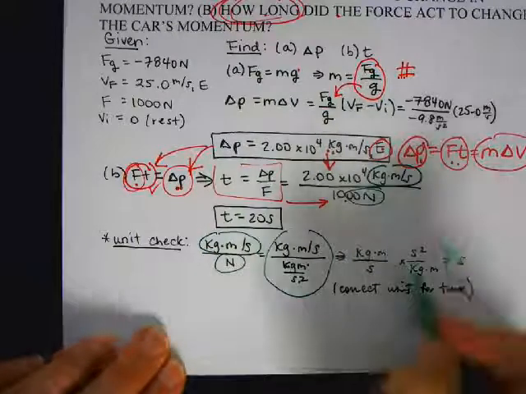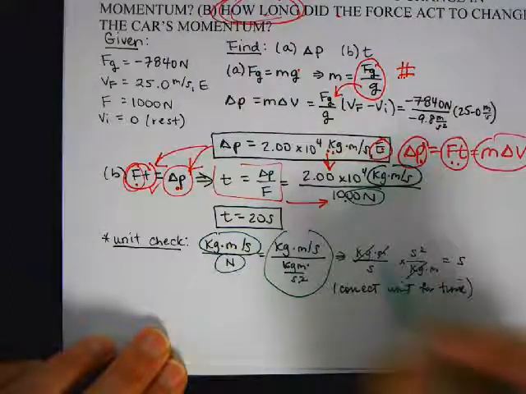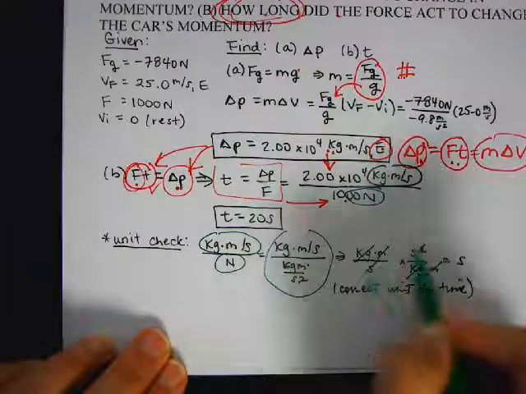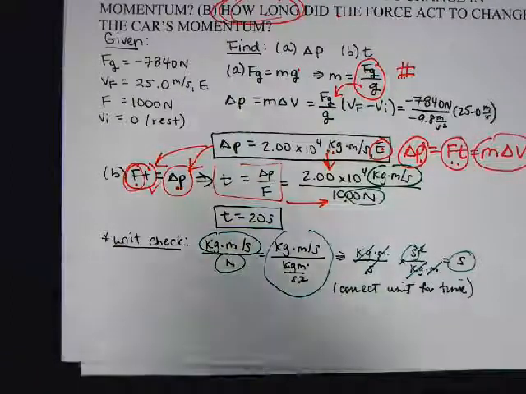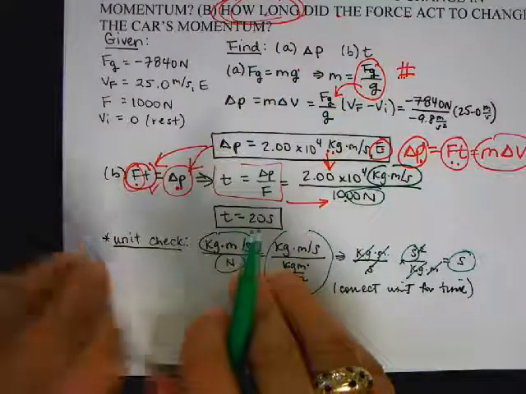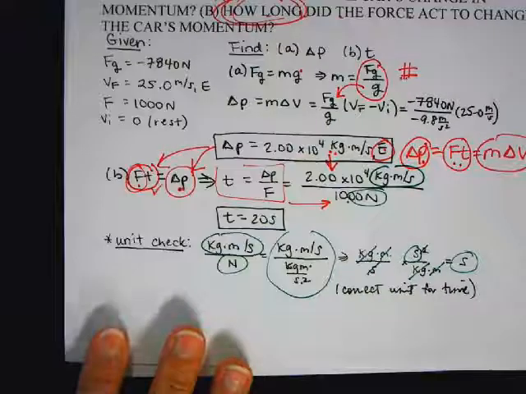So then I can easily see this kilogram cancels with that. I see that this cancels with that, this cancels with that, and the only thing I have left is a second, which is the correct unit of time. And that's it. So that is momentum and impulse.